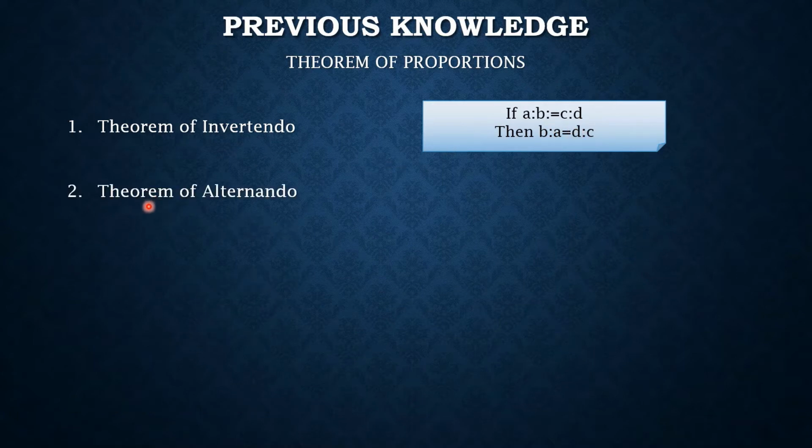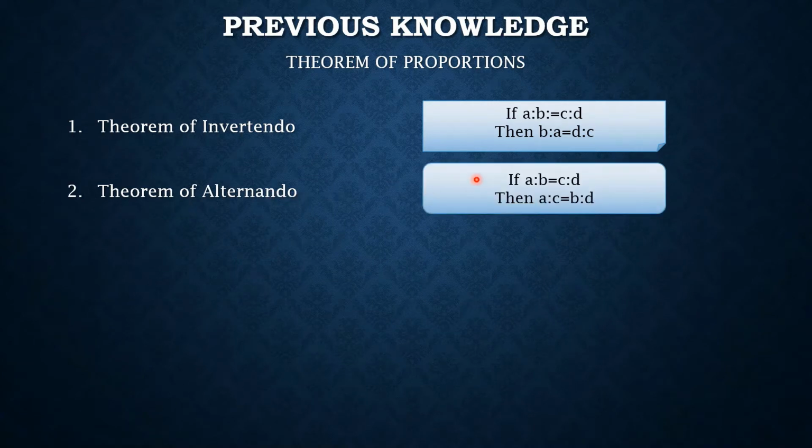Now the second theorem, the theorem of alternendo. By this theorem, if we have A ratio B equals C ratio D, then A ratio C equals B ratio D. Or in fraction form, A over B equals C over D implies A over C equals B over D.